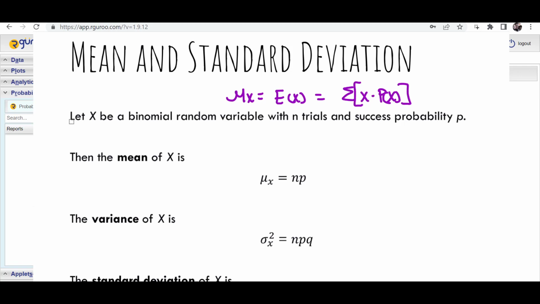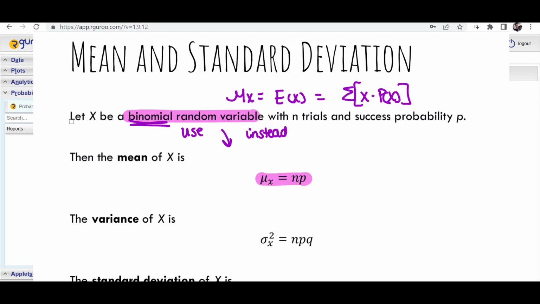Now, if you recognize that something is a binomial random variable, then you can use the formulas below instead of the one above here. So we're going to use these instead if it's binomial. So you can't use these unless they're binomial. So instead of the mean of the random variable equaling the sum of x times p of x, it's now just simply n times p.